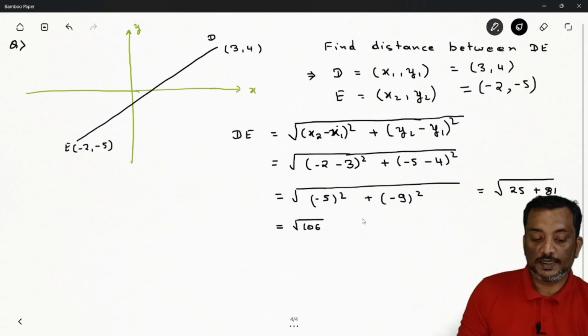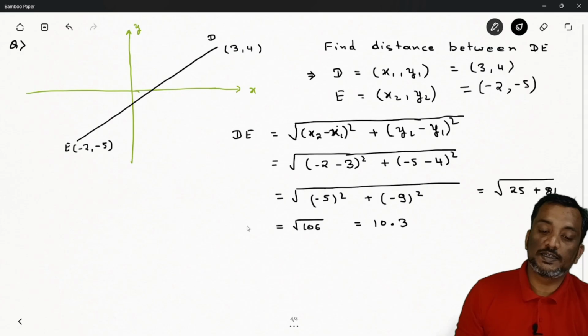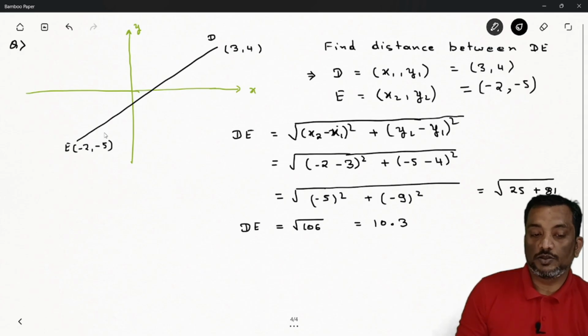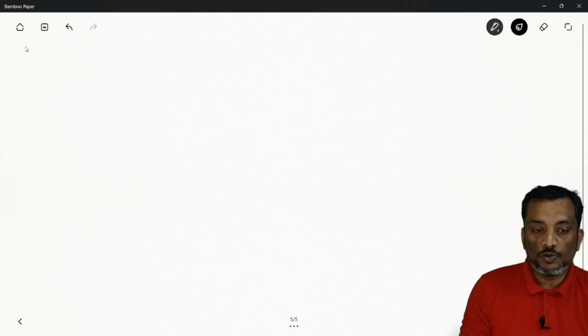So 106, if you find its square root, you will get 10.3. So which means DE distance is given how much? 10.3. So that way you can find the distance. Okay, distance formula. Hope you understand. Now, based on that, we will give you some questions in our Telegram channel, so you can solve with that.